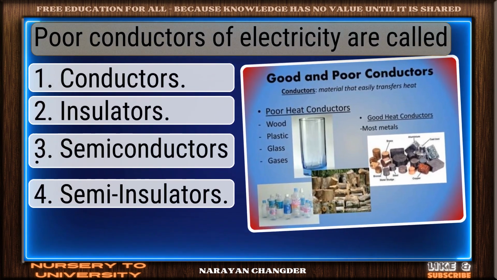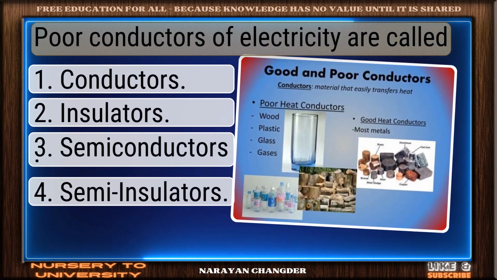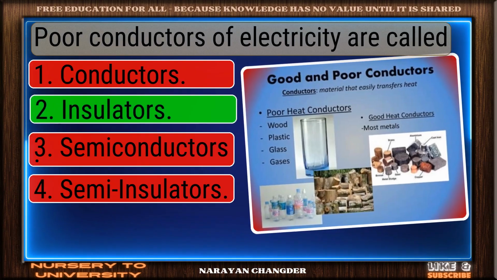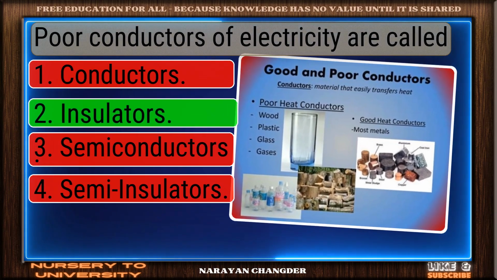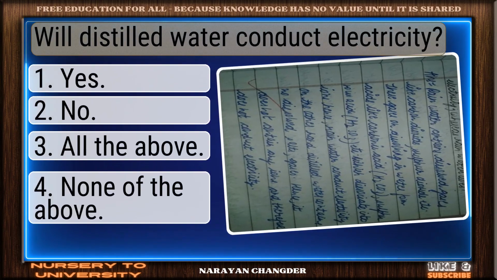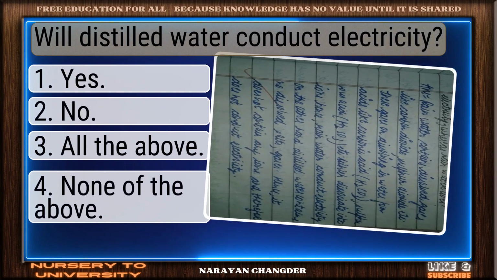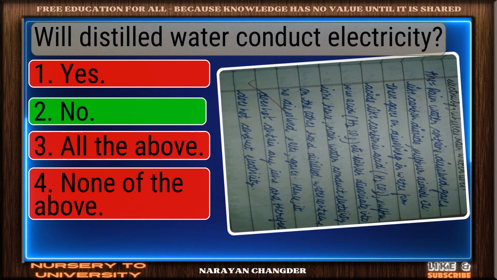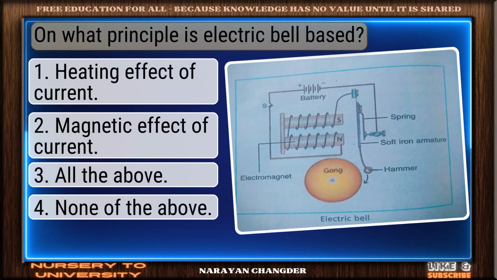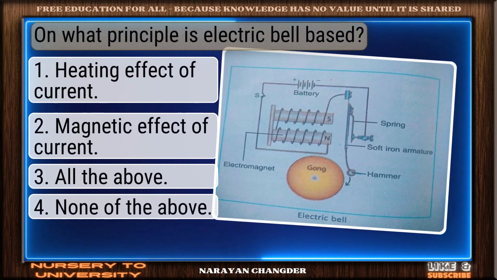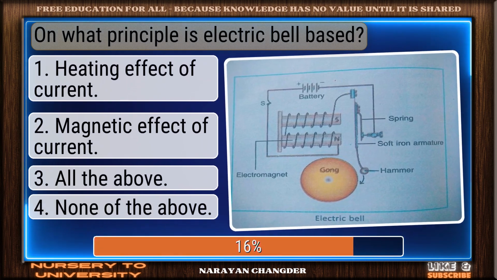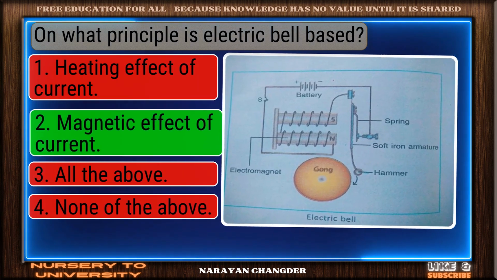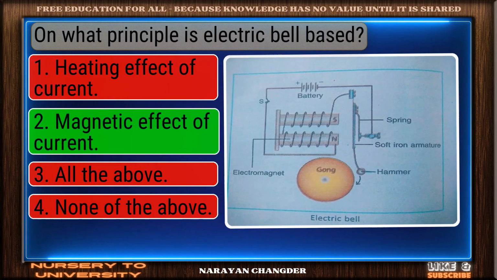Question number 132. Poor conductors of electricity are called. Great job. Insulators is the accurate answer. Question number 133. Will distilled water conduct electricity? Bravo. No is the answer. Question number 134. On what principle is electric bell based? You chose magnetic effect of current, and it is correct.